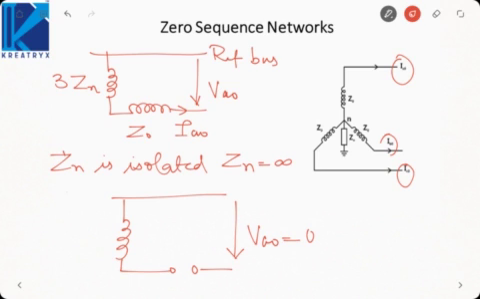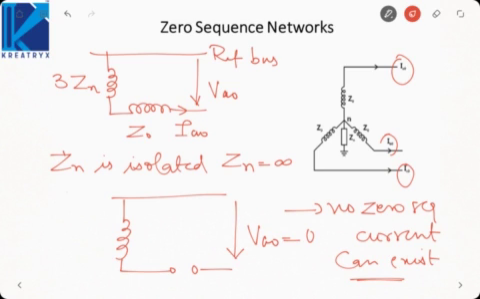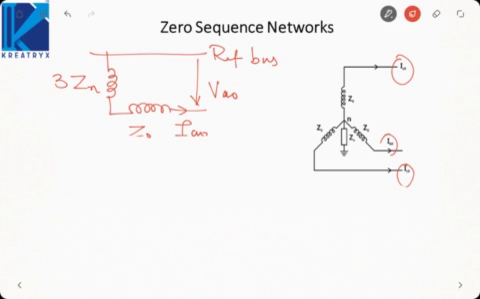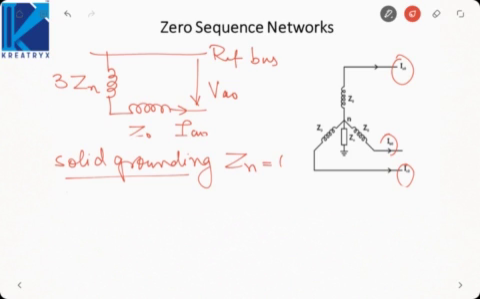Now this means no zero sequence current can flow. And anyways it is true, if we do not connect the neutral, no zero sequence current can exist. And this is pretty much visible from the zero sequence network. Okay. Now suppose the neutral is solidly grounded. Solid grounding means that Zn is 0. Zn will be taken as 0.